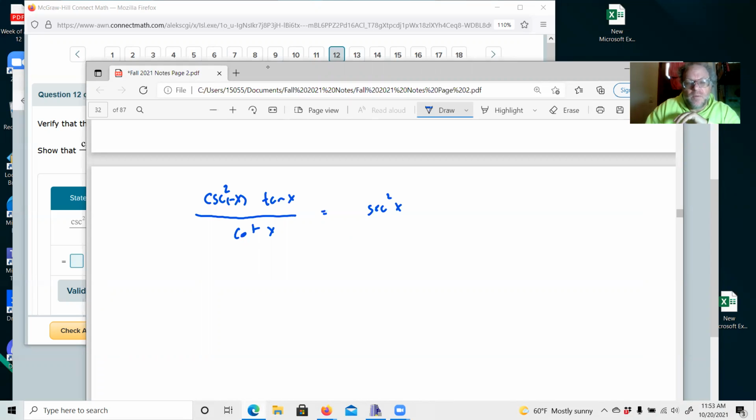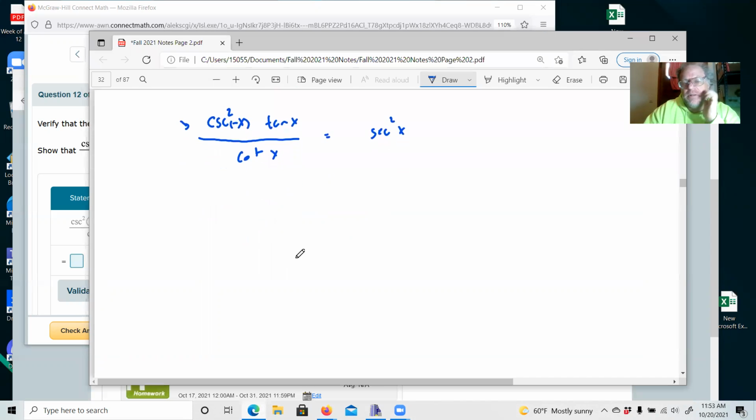Now, once you've picked the side, you're not allowed to pick the other side. You can't treat this like an equivalency thing. You can't multiply both sides by cotangent and then leave that. You have to only work on the left-hand side. So that's what I'm going to pick.